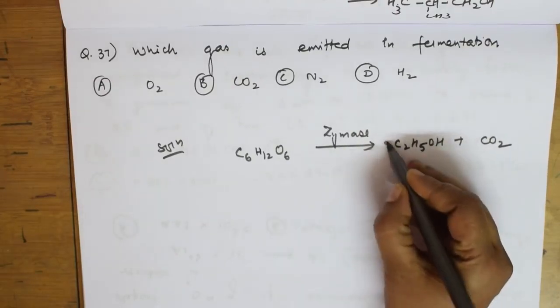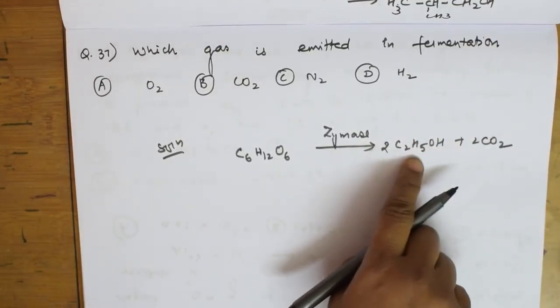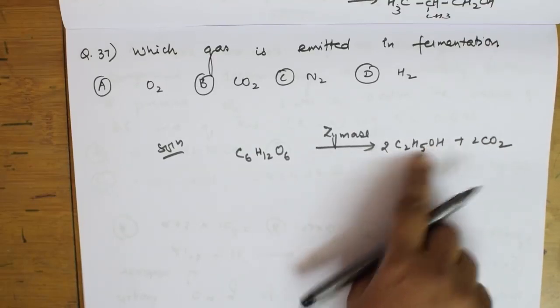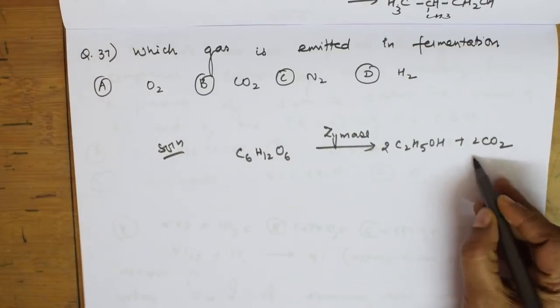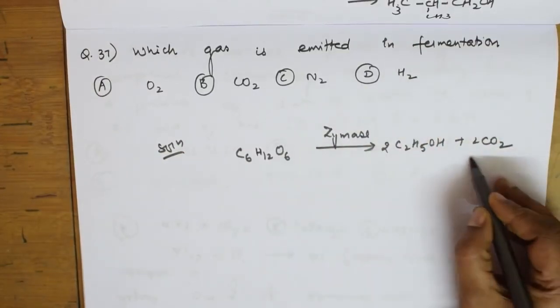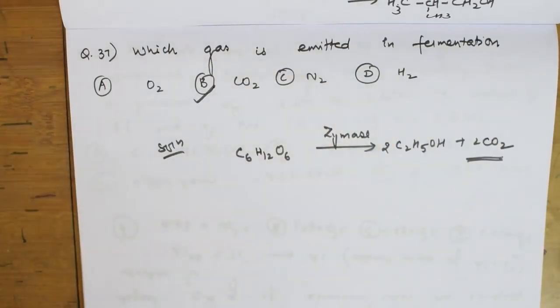If I have to balance, 2 and 2: 2 2s are 4, 6 carbons, 6 2s are 12 hydrogens, and 6 oxygens, right? So during fermentation in the presence of zymase enzyme, what is the gas evolved? Carbon dioxide gas. So option B is the correct one.